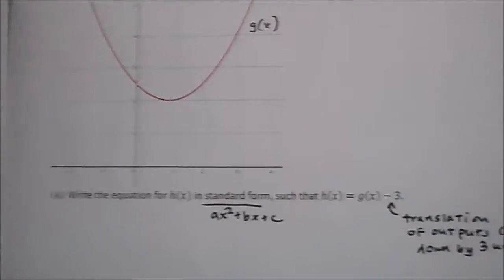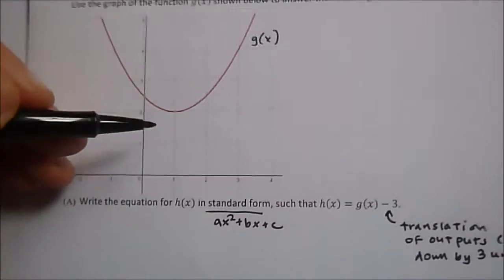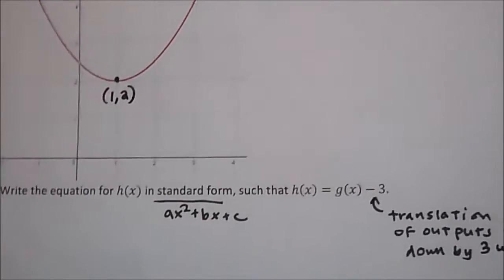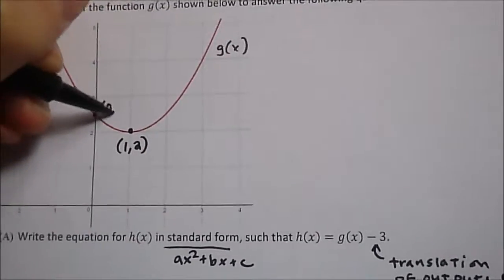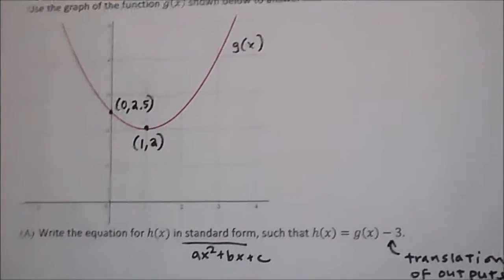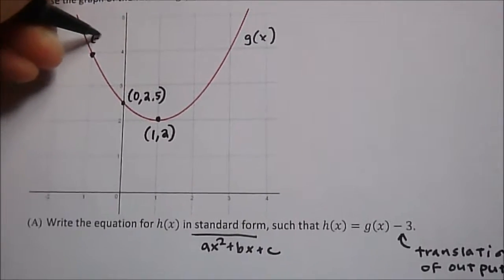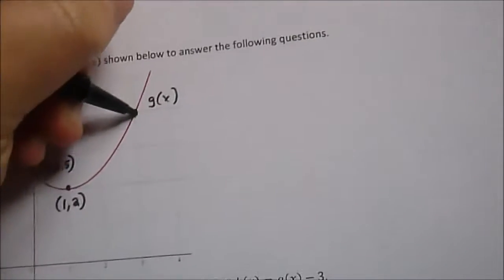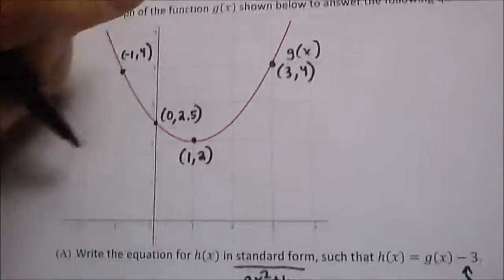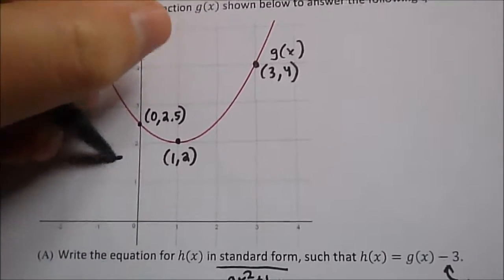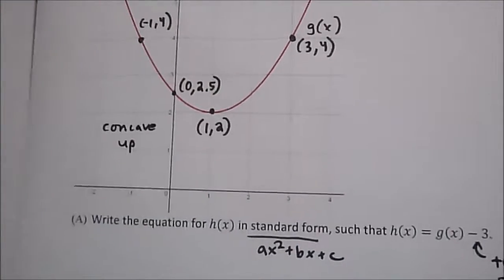So when I look at this parabola, I know a couple of things about it right out of the gate. I know that its vertex is at (1, 2). I know that it has a y-intercept of (0, 2.5). I know it passes through the point (-1, 4), and it passes through the point (3, 4). I also know that it is concave up, which means my a term is going to be positive.